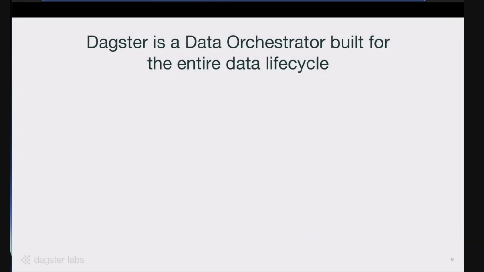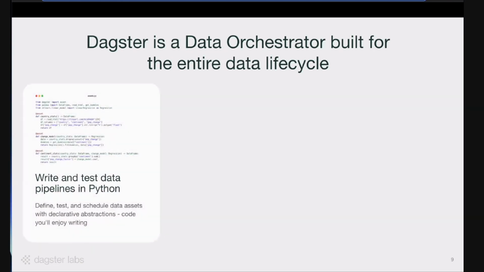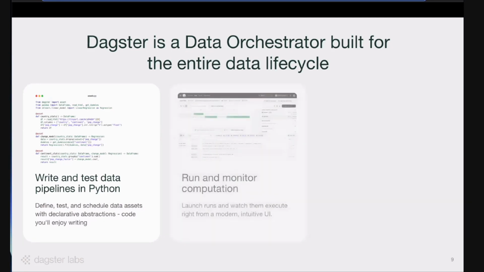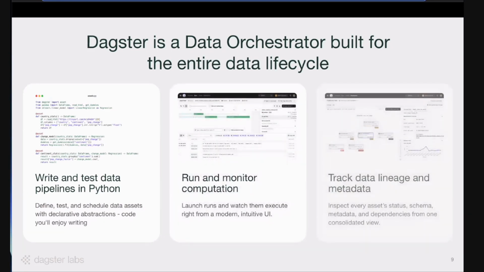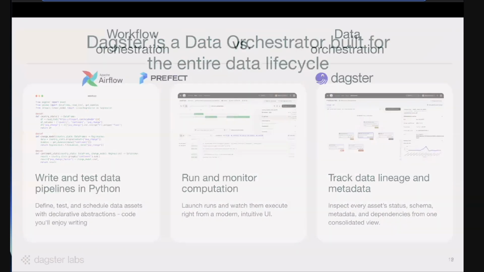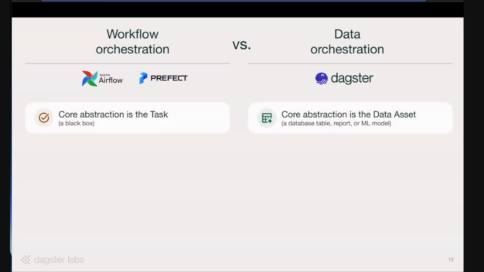That said, Dagster is a data orchestrator built for the entire data lifecycle. That means testing is a first-class citizen, you're able to run and monitor all your computation, and you get end-to-end lineage with rich metadata to help you manage and troubleshoot when things go wrong, as I mentioned before. Dagster was really created to help enable software engineering best practices. And it's able to do that because the core abstraction is a software-defined asset, or a data asset, versus in some of the other popular tools out there, where the core abstraction is a task.